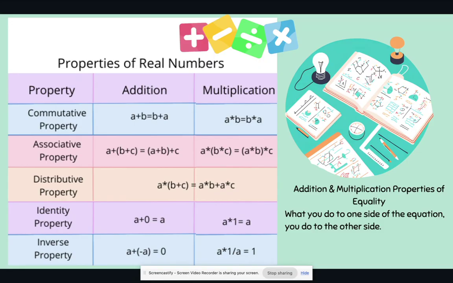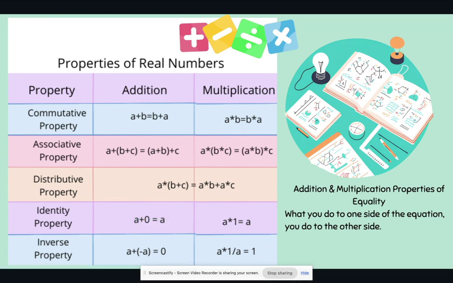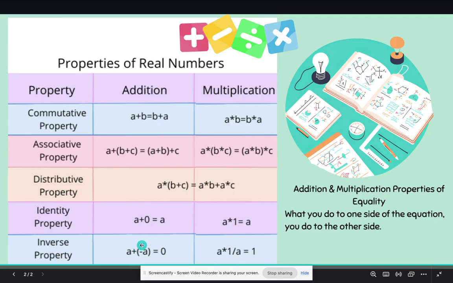Make sure you write this down and how you're going to remember it. The next one is inverse property. The inverse property of addition is A plus negative A equals 0. The inverse property of multiplication is A times 1 over A equals 1. In this particular case, you're doing the opposite. So the opposite of A would be negative A when we're adding them together.